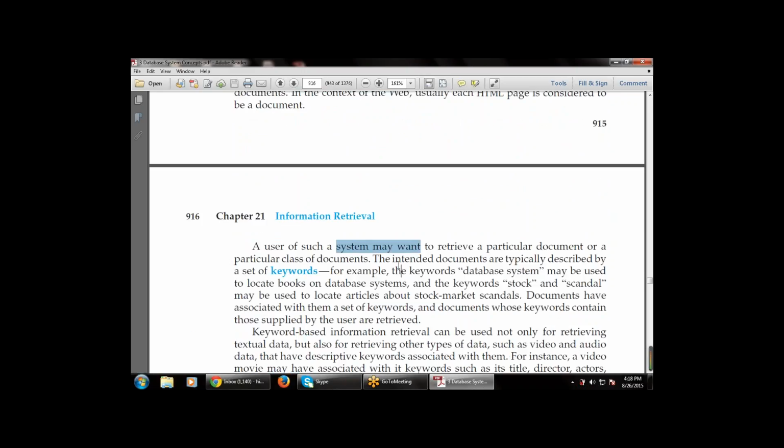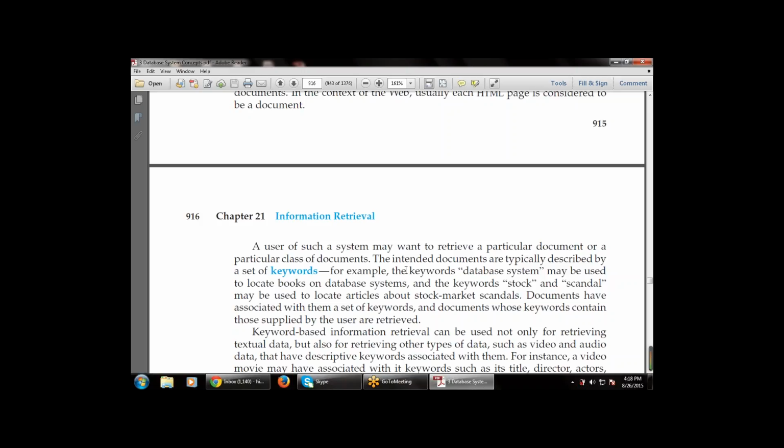A user of such a system may want to retrieve a particular document or a particular class of documents. So whatever the system or document used, the user is going to retrieve particular information or a particular class of documents. The intended documents are typically described by a set of keywords.